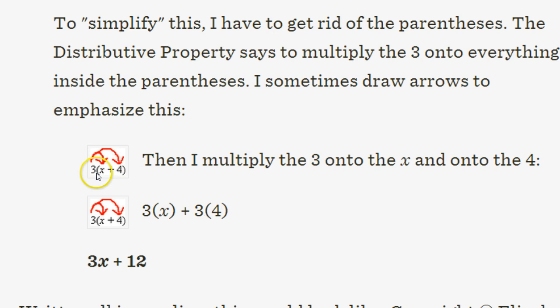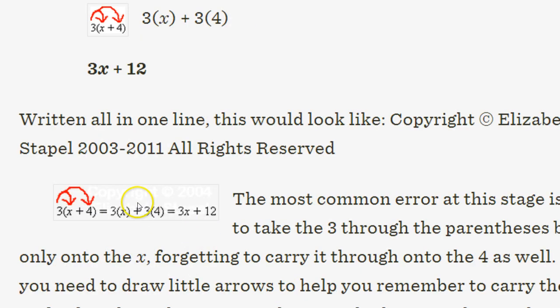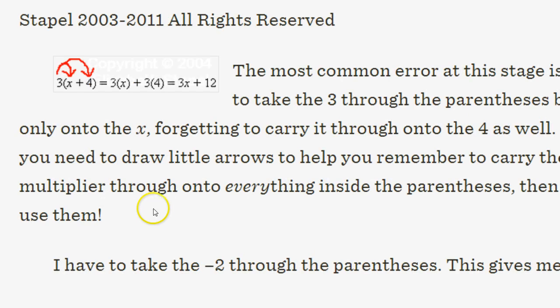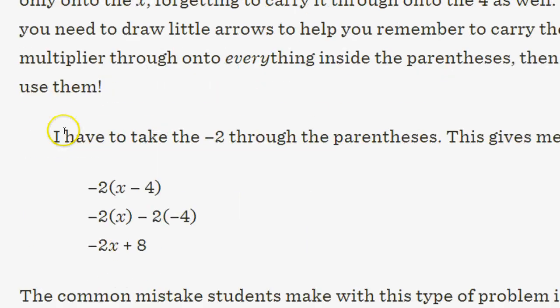Okay, you just take the 3 and you multiply it onto the x and onto the 4. What happens is, if you write it out in one line and you don't take it one step at a time, the most common error is you just take the 3 and multiply it to the x, but you totally forget about the 4. So you have to multiply it through to each part. If you need to write arrows, do it. Okay?